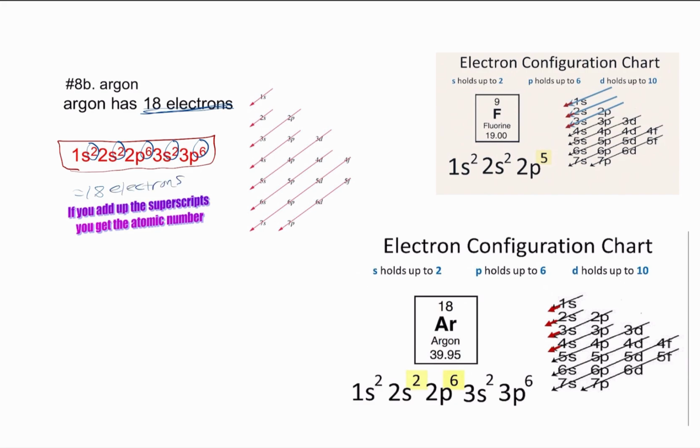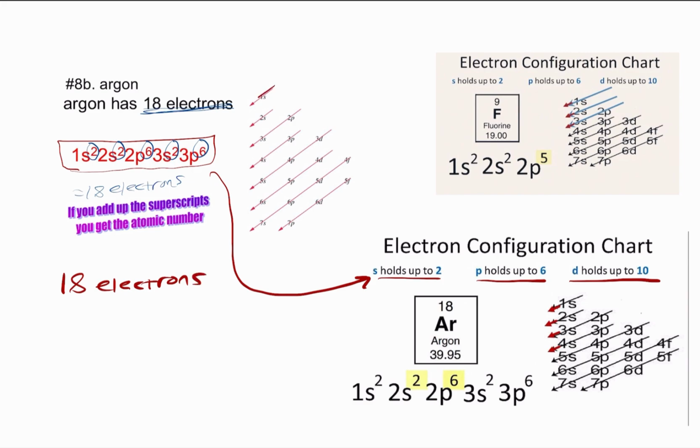And now if we look at this example here, we see that S holds 2, P holds 6, D holds 10. So this is one of those parts in biology and chemistry where you're going to have to memorize this concept. I highly recommend memorizing this chart, or at least memorizing how many electrons the S, the P orbital, and the D orbital hold. So again, with argon, we have 18 electrons, right?